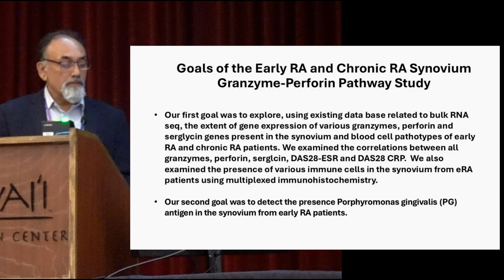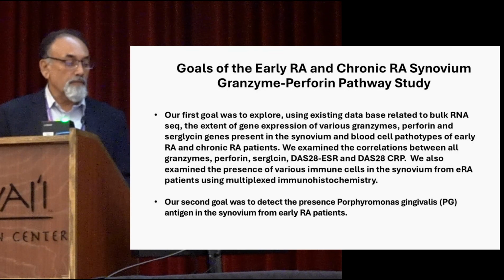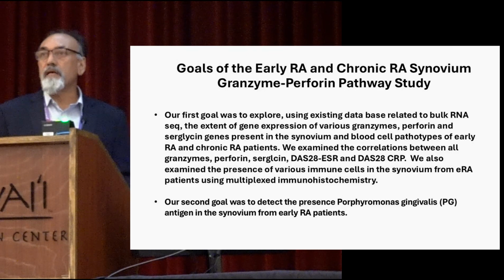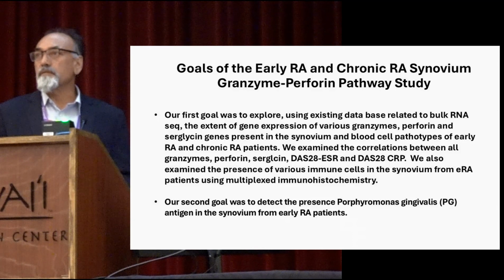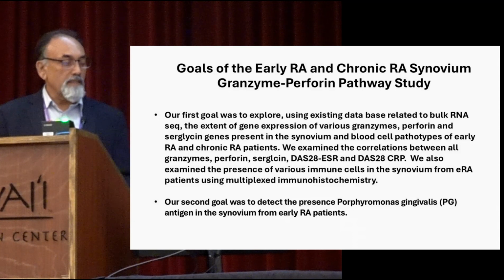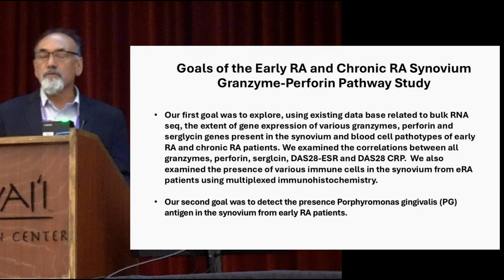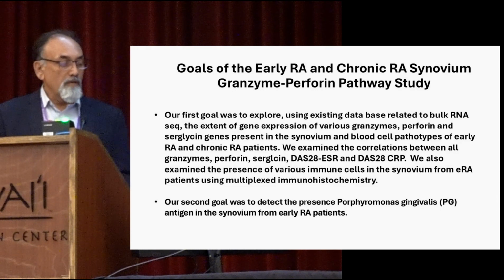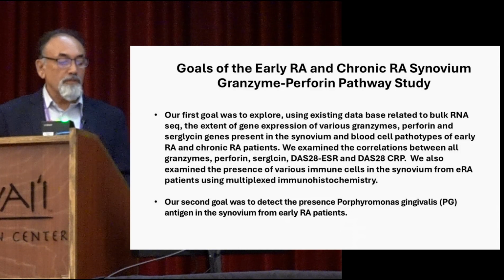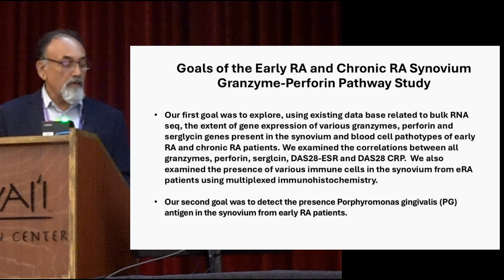We examined the correlation between all granzyme-perforin-serglycin genes and DAS28-ESR and DAS28-CRP. These are 2 different clinical measures of disease activity score in the clinic, and both are ACR, or American College of Rheumatology, approved criteria. We also examined the presence of various immune cells in the synovium from early RA patients using multiplex immunohistochemistry. Our second goal was to detect the presence of Porphyromonas gingivalis antigen in the synovium from early RA patients.